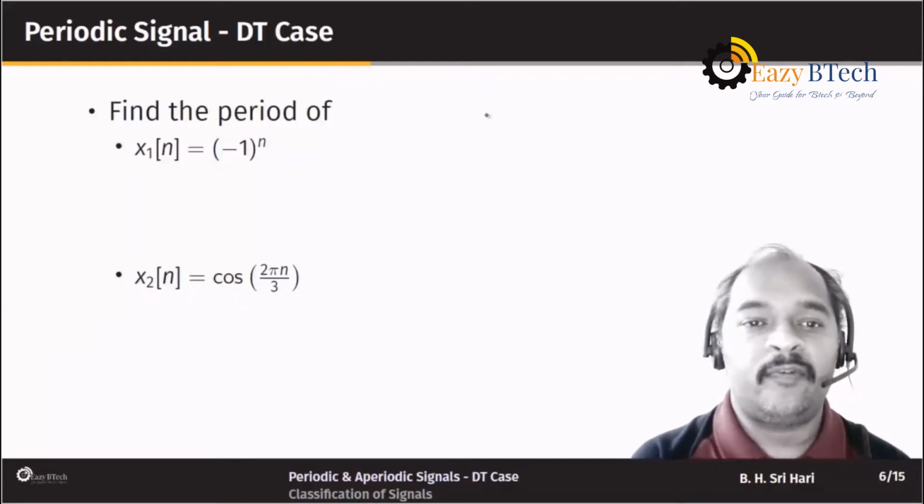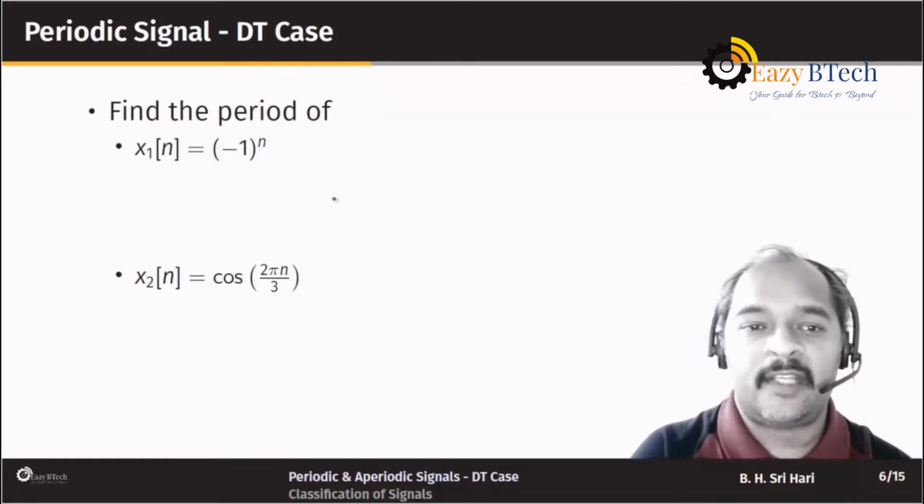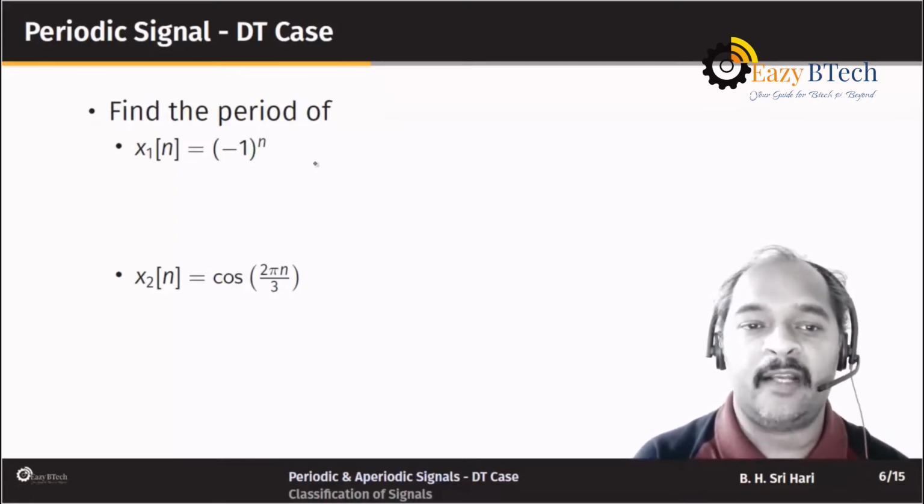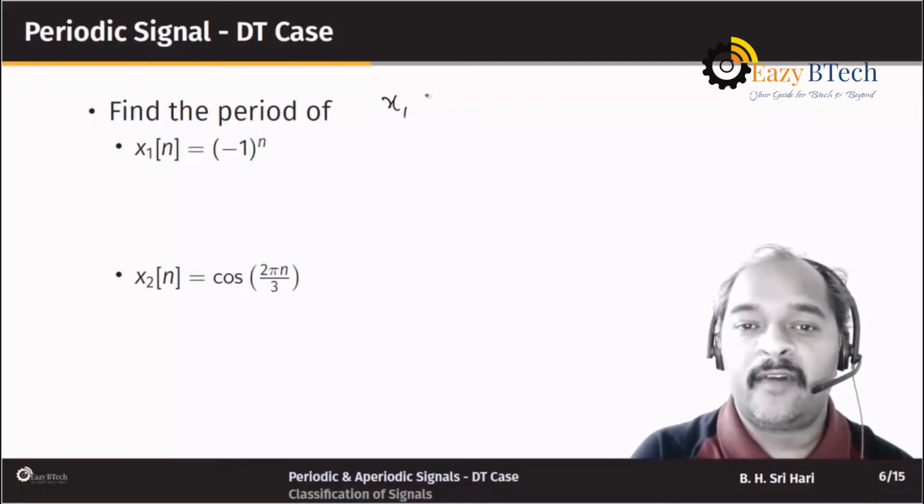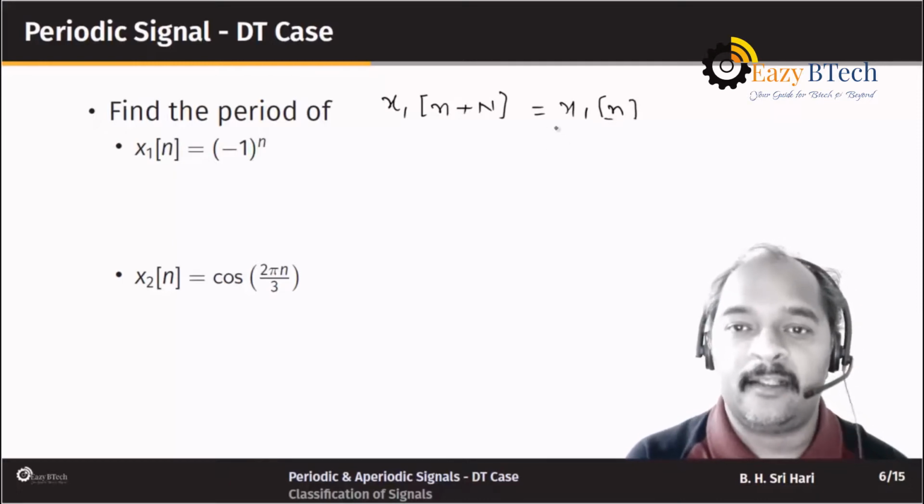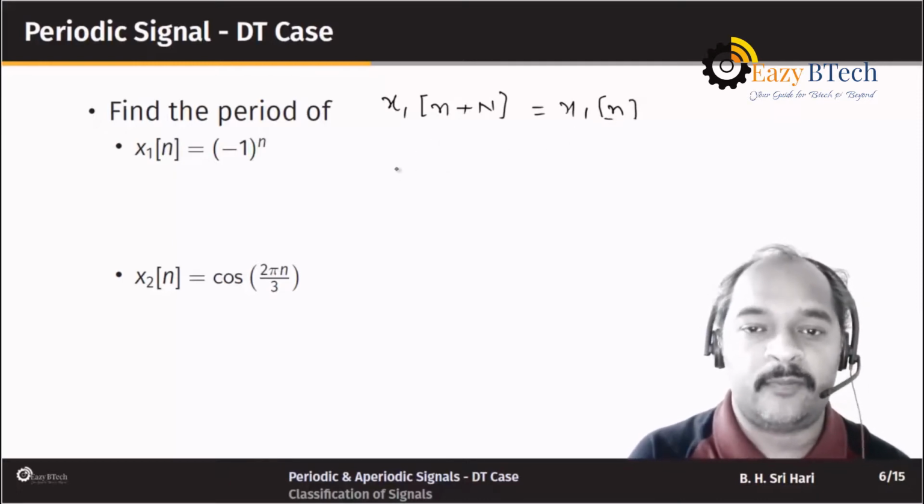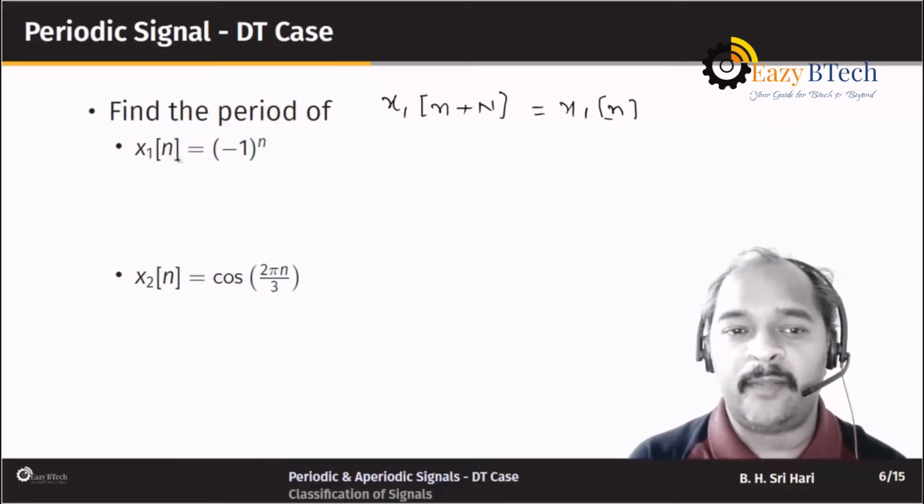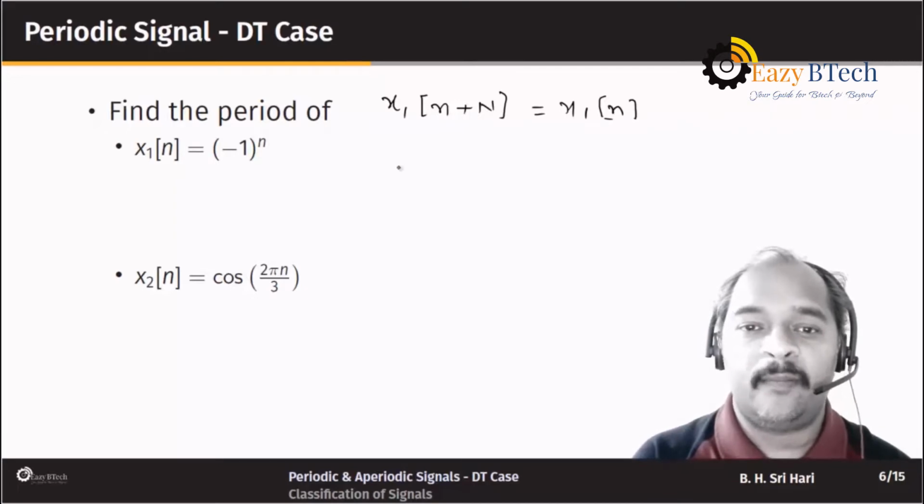Now we will take a few examples. The first example: we are asked to find the period of this signal x1 of n, which is equal to minus 1 power n. So let us write down what the requirement is. We need x1 of n plus capital N to be equal to x1 of n, so we have to find capital N such that this condition is satisfied.